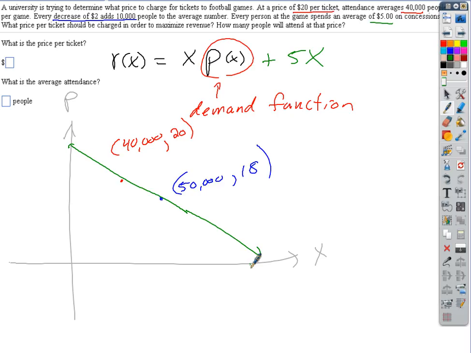Right, from this point to this point, our rise is like 5,000? The rise is $20 to $18, so negative 2. The run is 10,000, 40,000 to 50,000, so 10,000. So there's our slope. We know m is negative 2 over 10,000, so negative 1 over 5,000.